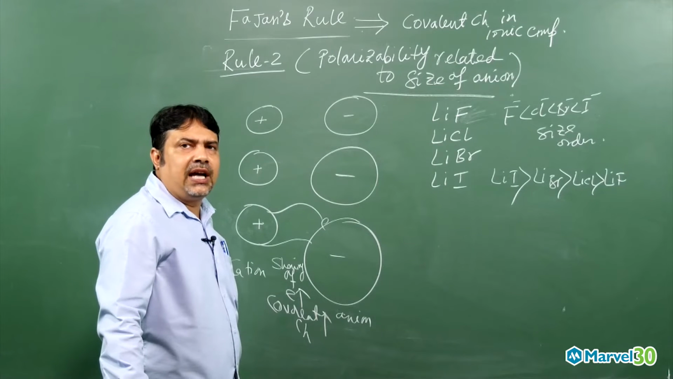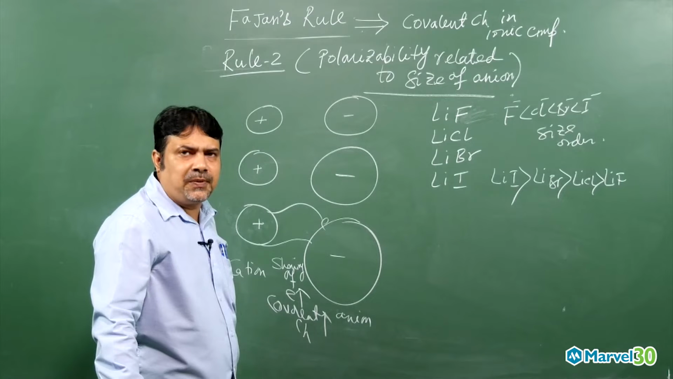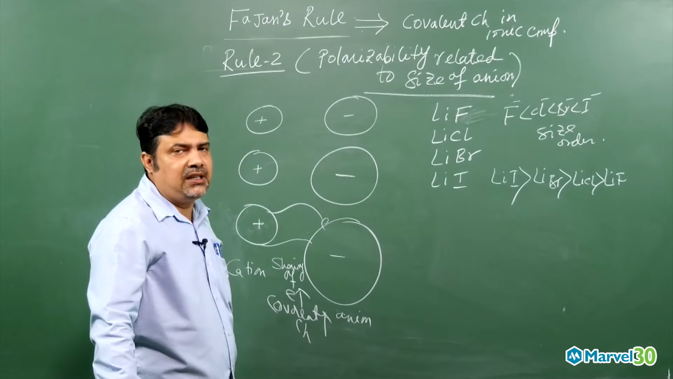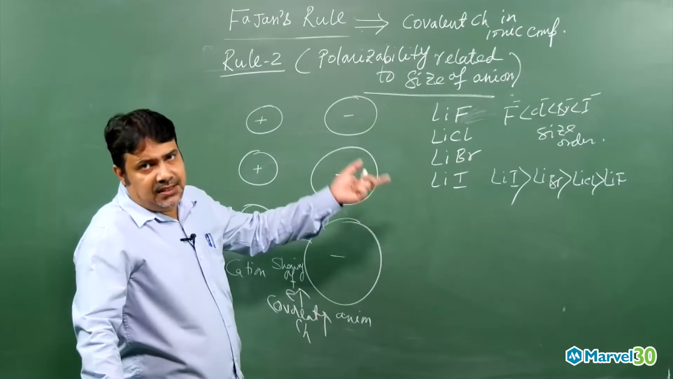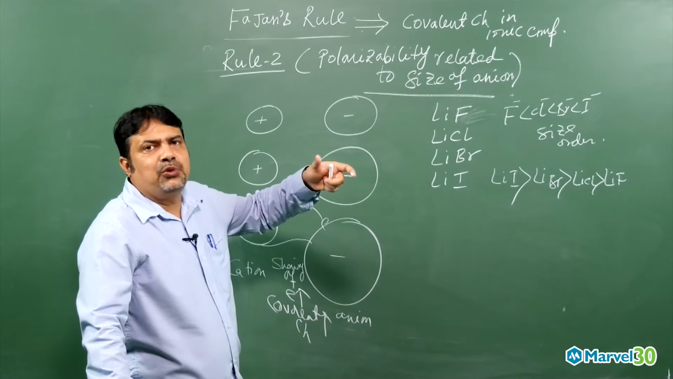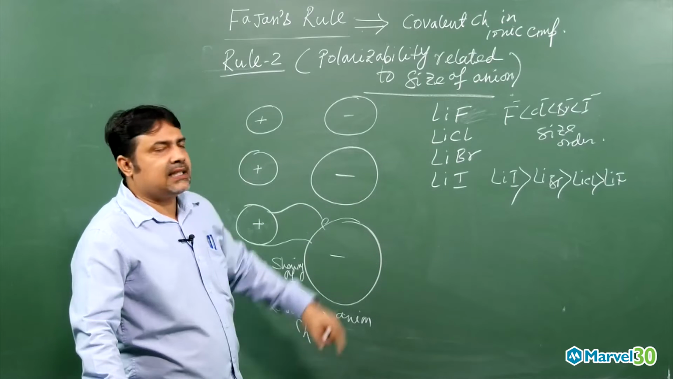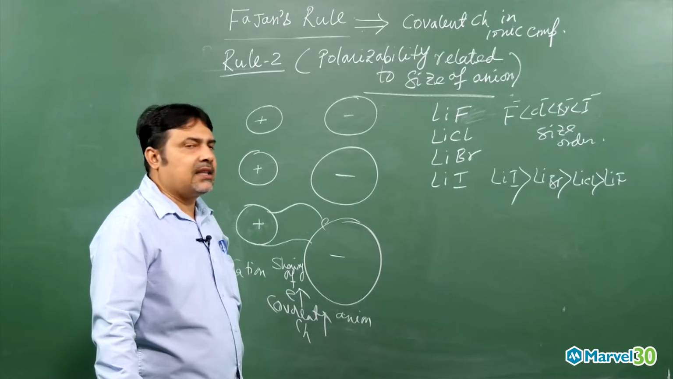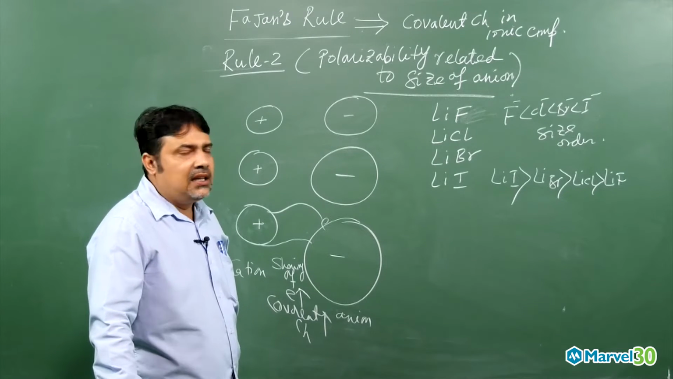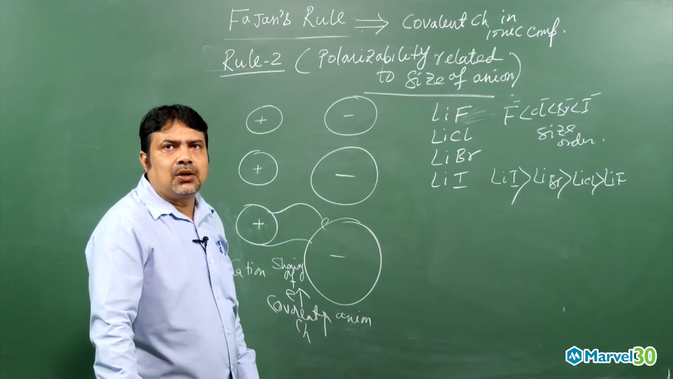This order will be followed because I minus has more polarizability, that is nothing but a bigger size. So the valence electron or the outer electron of the I minus will experience less force of attraction by the nucleus of the iodine. That is why the lithium easily takes that electron towards itself, then sharing will start in the ionic compound, and then the covalent character will be more. This is nothing but rule 2.